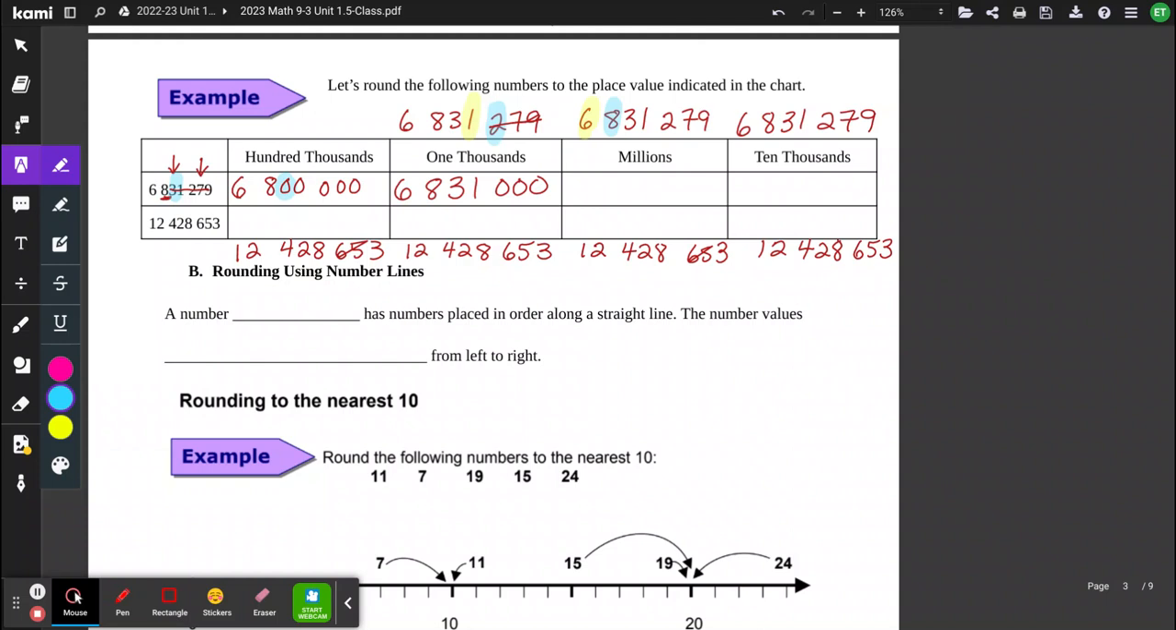It is from 5 to 9, so we're going to add 1. We're bumping it up. So I'm going to put plus 1 on my 6. And now all the 8s, you cross them off. All the numbers after now change to zeros. So now it's going to be 7 million. Those other numbers change to zeros.